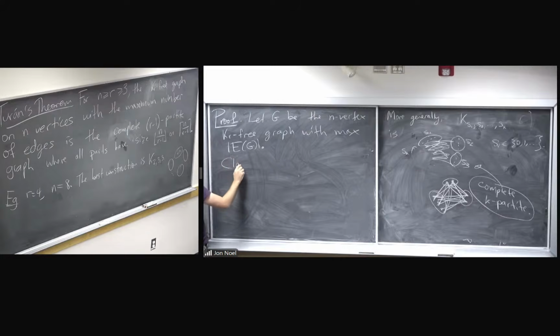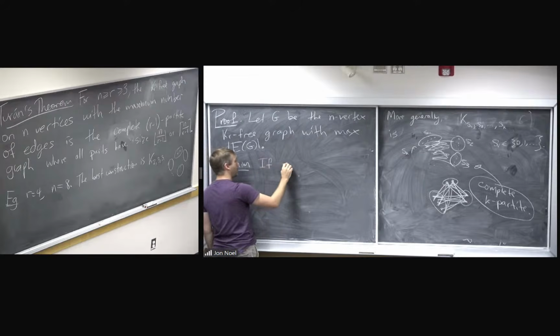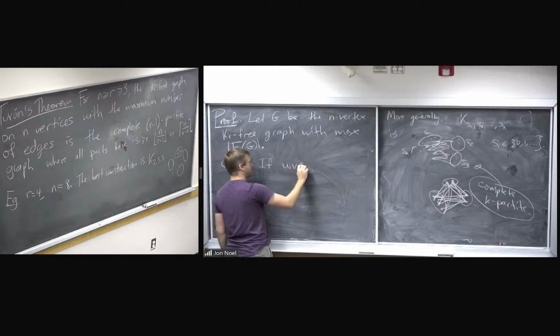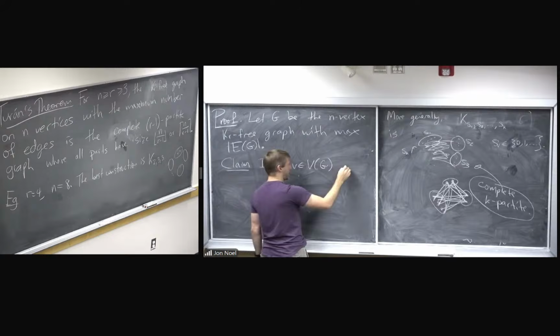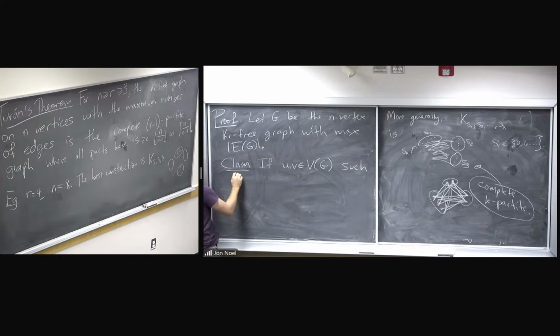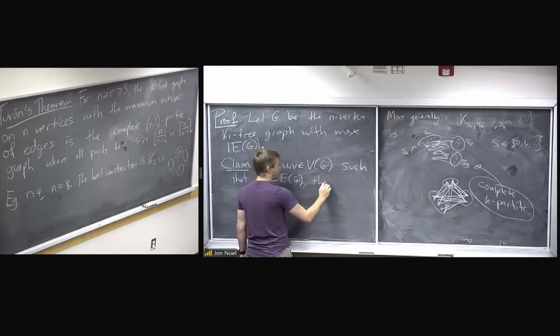So here's a claim. If U and V are vertices of G which are not adjacent, so UV is not an edge of G, then I claim that they have to have the same degree.